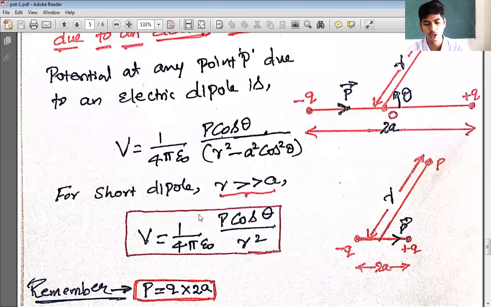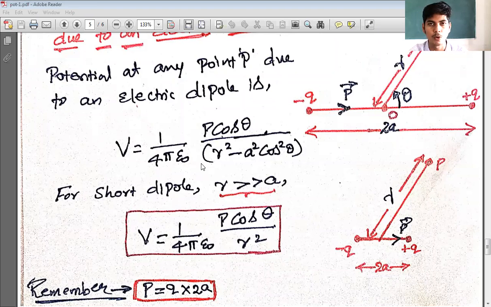Is the idea of short dipole clear? What is meant by a short dipole? A dipole whose length is very small in comparison with the distance of the point.